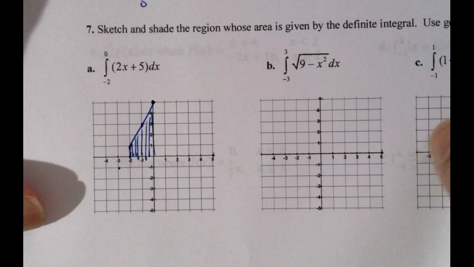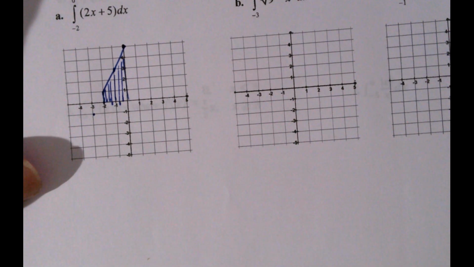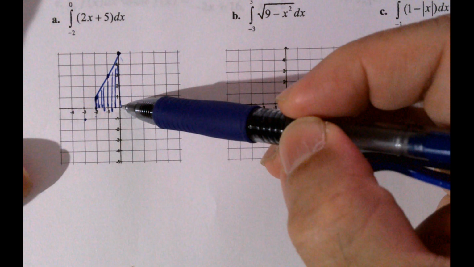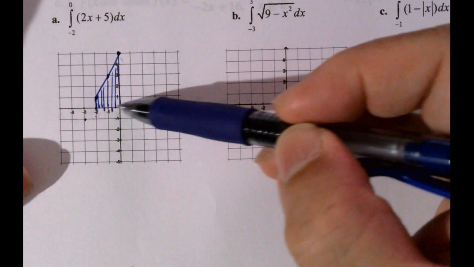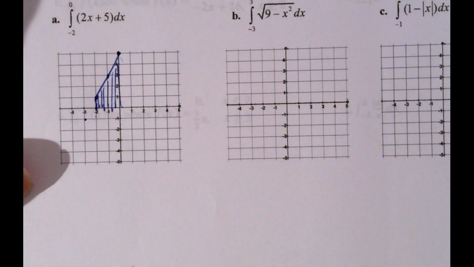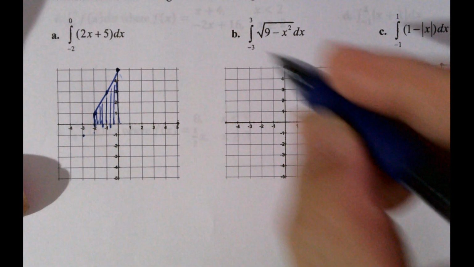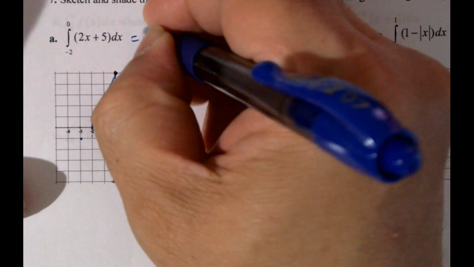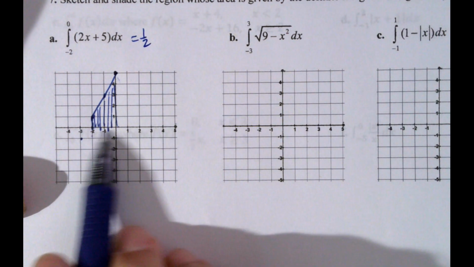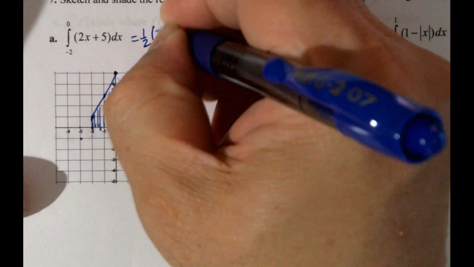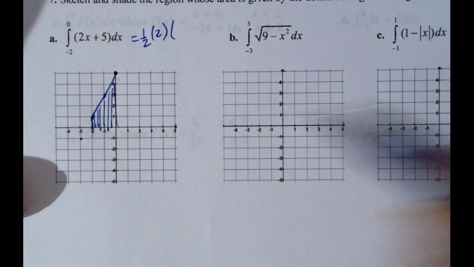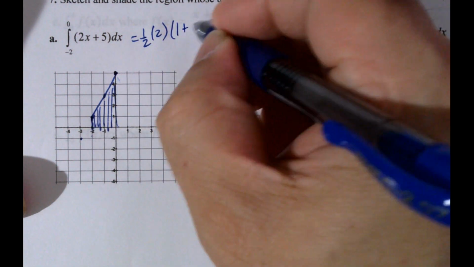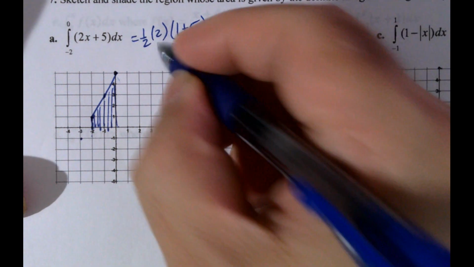To do that, that's a trapezoid. The two parallel sides are here and here, and the height will be this way. So this is a trapezoid on its side. The area of a trapezoid is 1/2 the height, which here is 2, times the sum of the bases. The left base is 1, the right base is 5, so the sum is 6, and that's it.